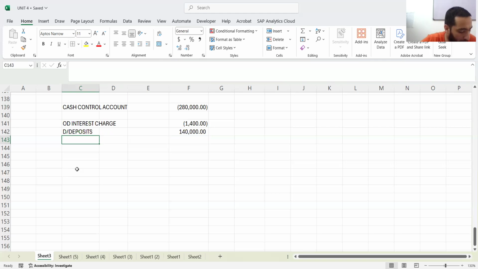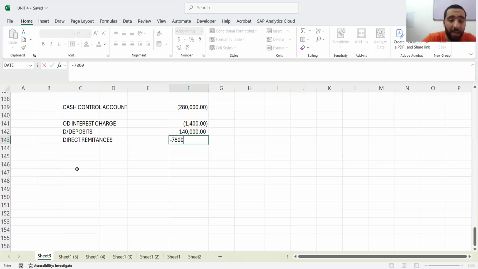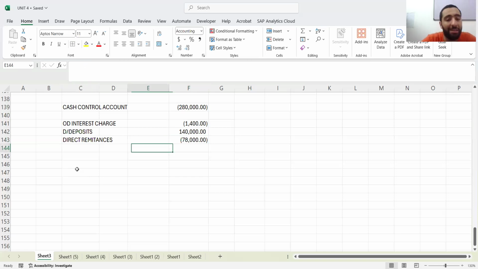Next one, check issued to a creditor 78,000 has not been recorded in the payment journal, but bank has made the payment to the above check. So bank has direct remittances. So direct remittances, bank has directly paid to the creditor, minus 78,000. Why minus? Because this will reduce your balance. Okay.